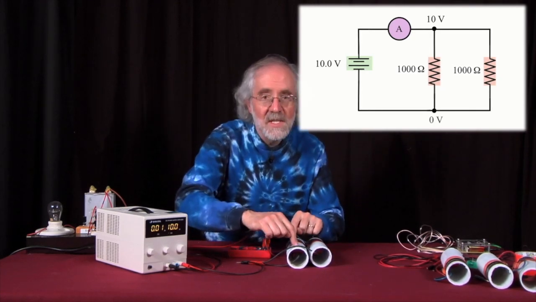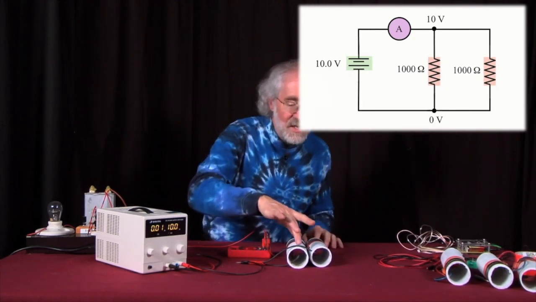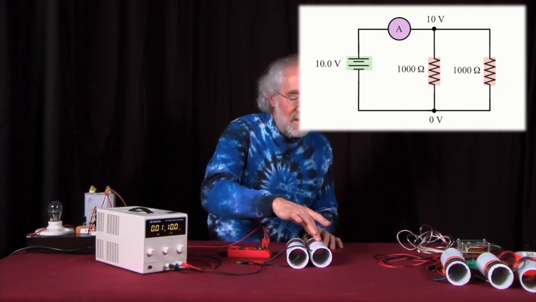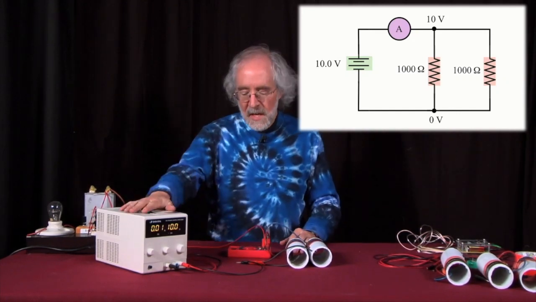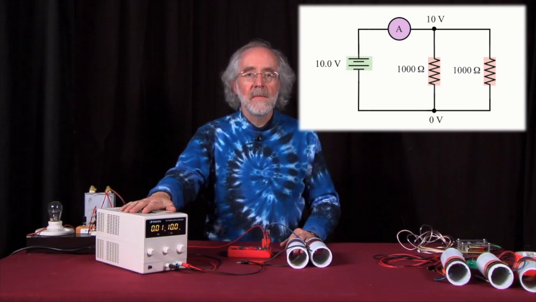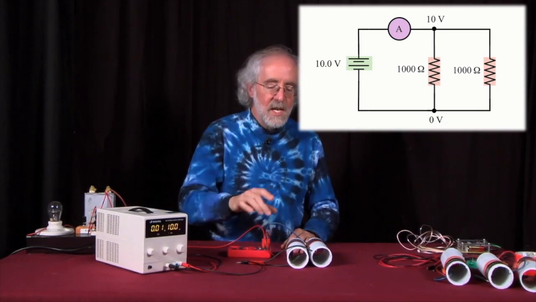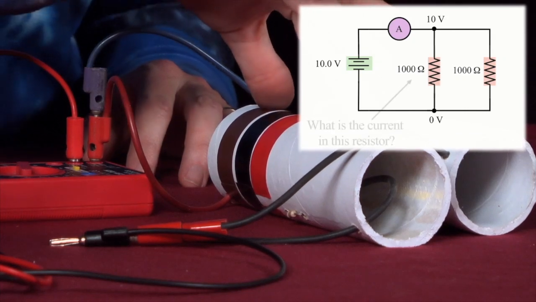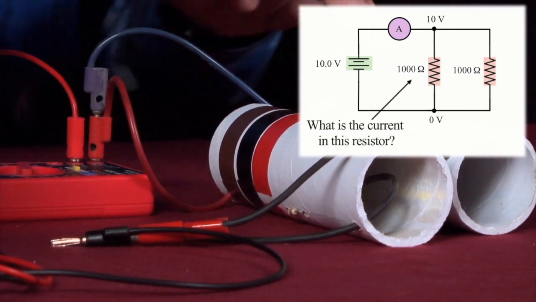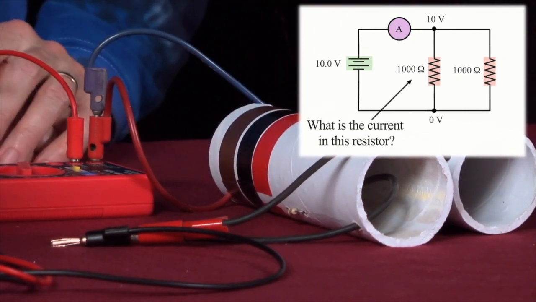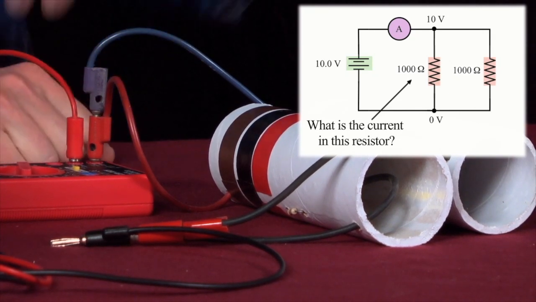It's a very, very different type of circuit. Each one of the resistors sees the full 10 volts. There's 10 volts across this one, there's 10 volts across this one. There's 10 volts from the power supply. Question. In this situation, right here, what is the current through this resistor? It's got 10 volts across it. What's the current through it? We'll give you some choices.